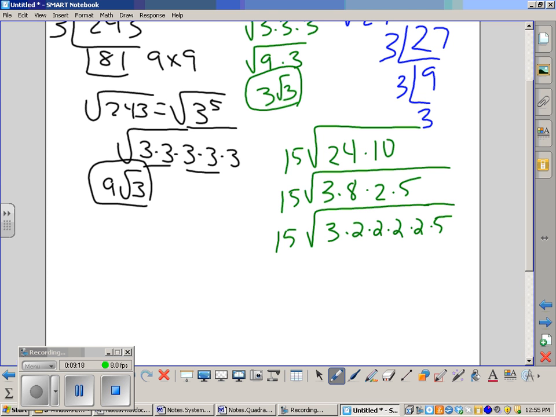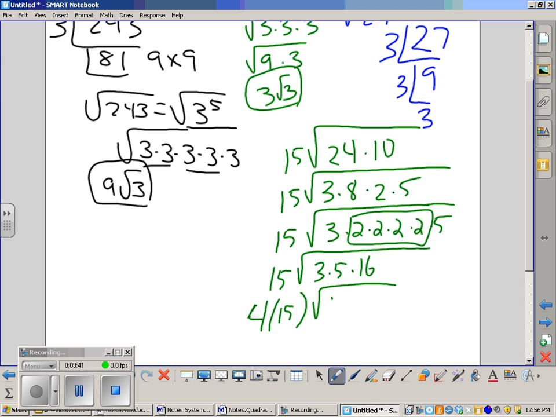Okay? So now I've just broken down all of the numbers pretty quickly. I can notice that here, 2 times 2 times 2 times 2 is 16, and the square root of 16 is 4. So I get 3 times 5 times the square root of 16. Square root of 16 is 4. So I'm going to bring a 4 on the outside. And I get 60 root 15.